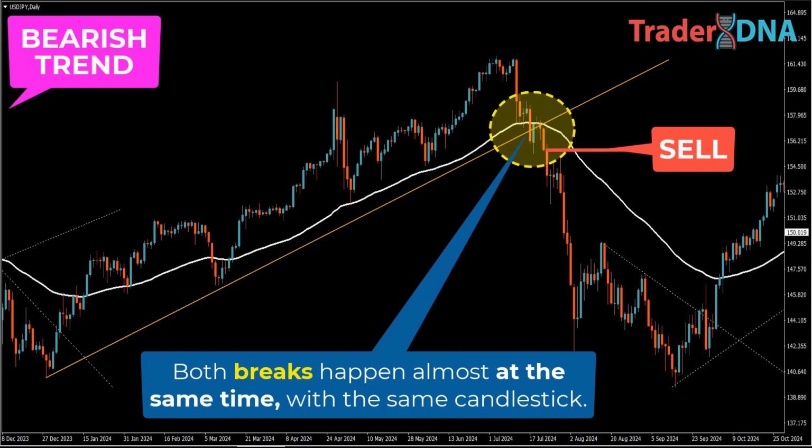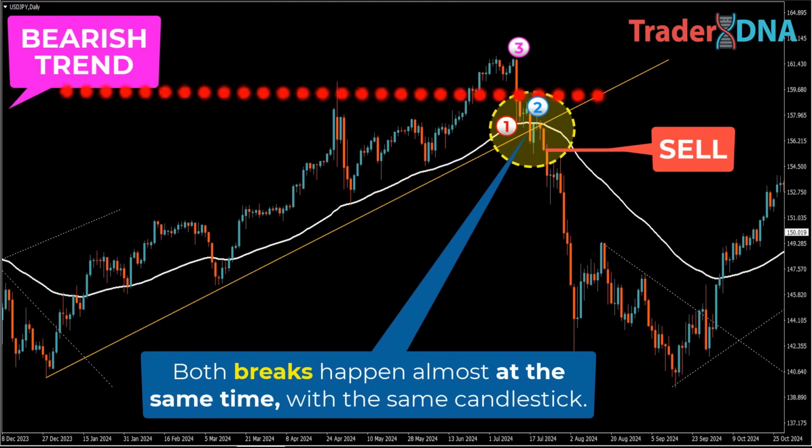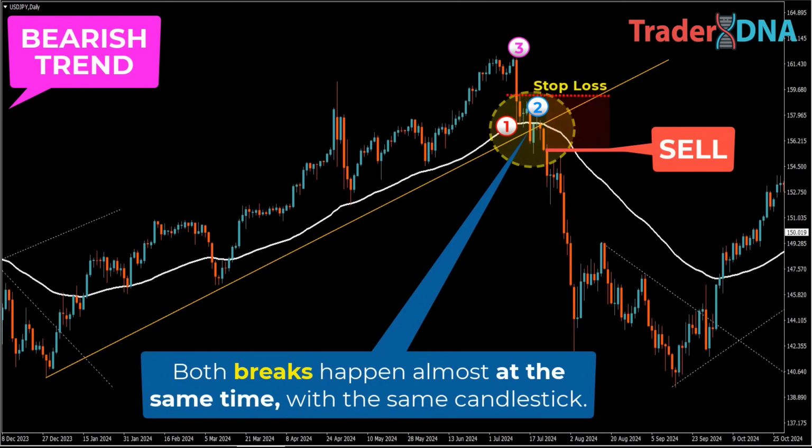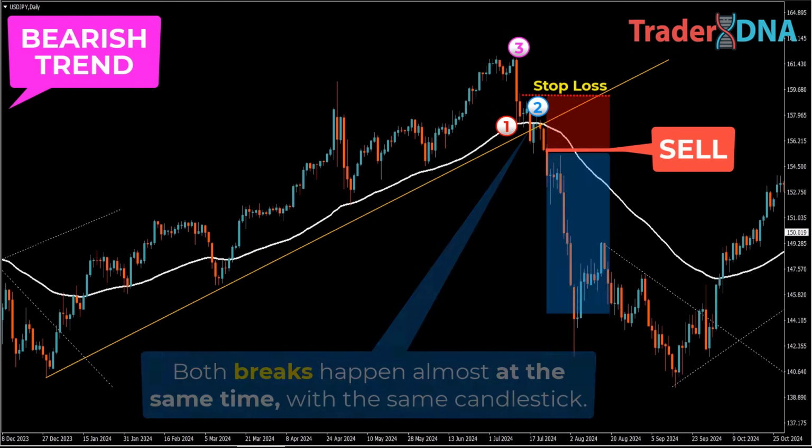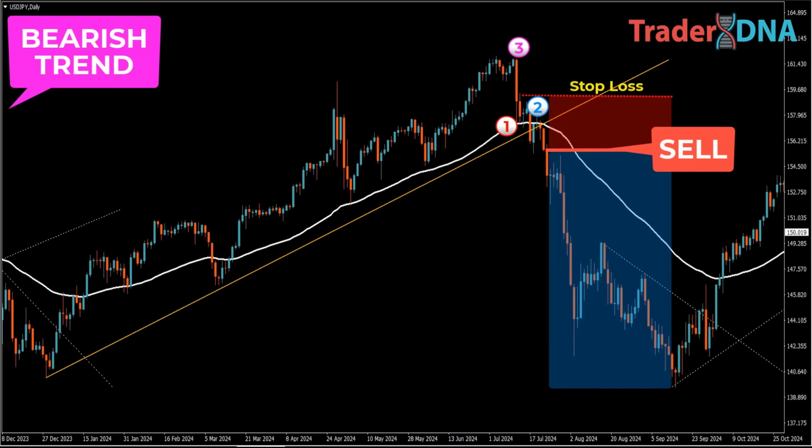Managing risk is crucial, so let's set our stop loss correctly. This strategy gives us 3 options for stop loss placement, 1, above the EMA line, 2, at the nearest swing high, 3, at the starting point of the bearish trend. For this specific trade setup, the best stop loss placement is right above the nearest swing high, which is right here, and then boom! The market drops sharply, confirming the bearish trend and delivering huge profits.